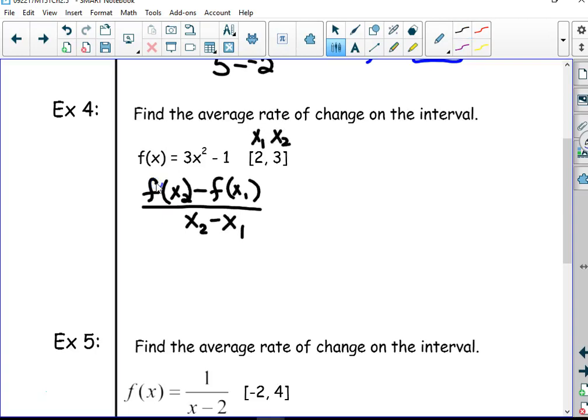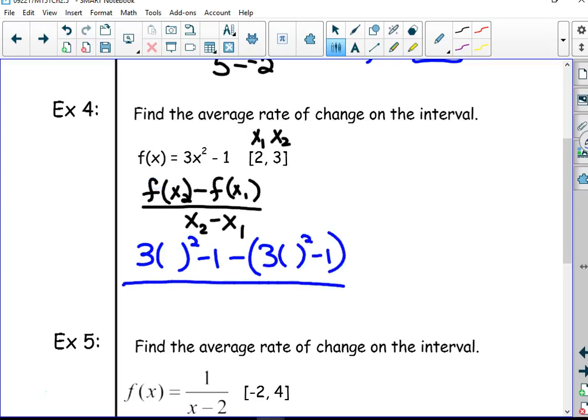Alright, so now stuffing my numbers into the denominator as well as into the function is going to look like this. 3 squared minus 1 minus 3 something squared minus 1 all over, I'm going to do some subtraction. So x2 is 3 and x1 is 2. So I got my substitution. Now let's just simplify until I get to a number.